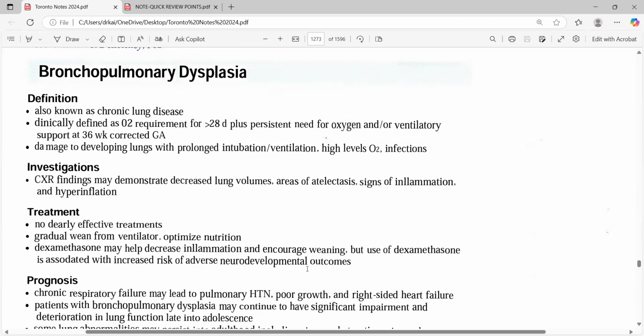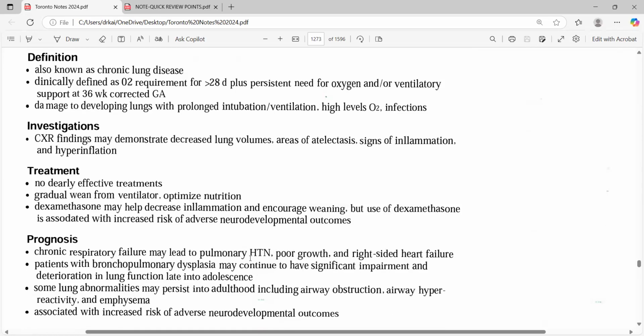They can give you only a question where you have to make the diagnosis of bronchopulmonary dysplasia, and you need to know the medication that was used, and now they are asking you what basically are the consequences of whatever medication. So dexamethasone obviously can cause other problems, but the main problem in the children is neurodevelopmental outcomes. Then the prognosis: chronic respiratory failure may lead to pulmonary hypertension, poor growth, right-sided heart failure.